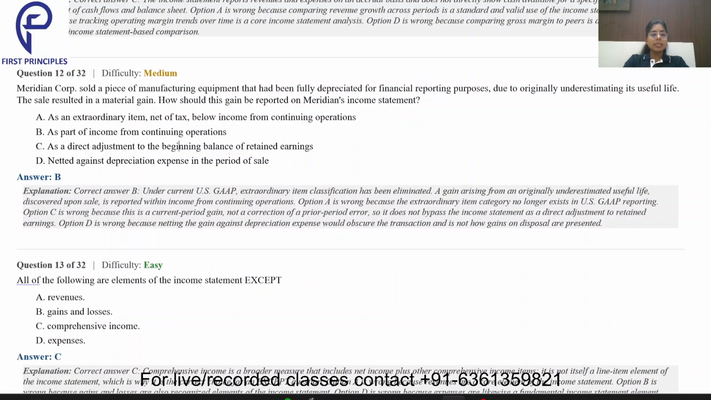Option C, as a direct adjustment to the beginning balance of the retained earnings. So is this the correct answer? No, it's not. Why? Because we adjust the beginning balance of retained earnings when there was an adjustment in a previous year which we missed to do, or which could not be done last year, and we want to adjust it this year. Last year's net income is added to the retained earnings, and last year's closing retained earnings will be this year's beginning retained earnings.